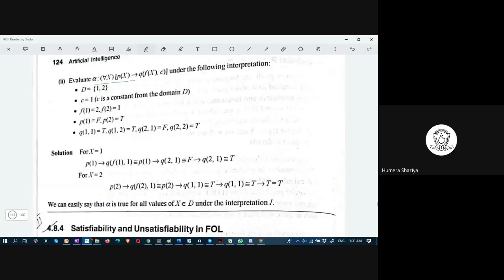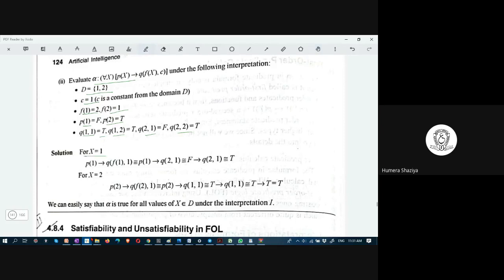Evaluate alpha: for all x, P of x implies Q of f of x comma c. The domain is 1 comma 2, the constant c is 1, f of 1 is 2, f of 2 is 1, P of 1 is false, P of 2 is true. Q of 1 comma 1 is true, Q of 1 comma 2 is true, Q of 2 comma 1 is false, Q of 2 comma 2 is true.